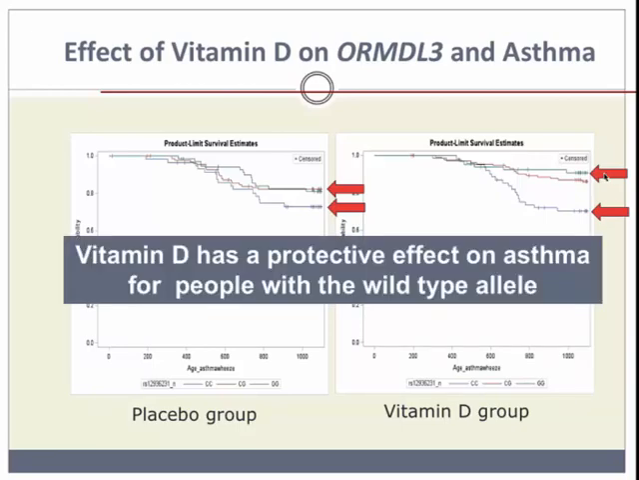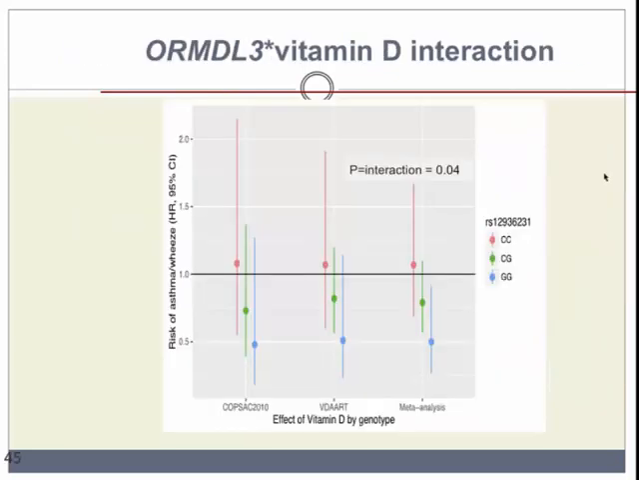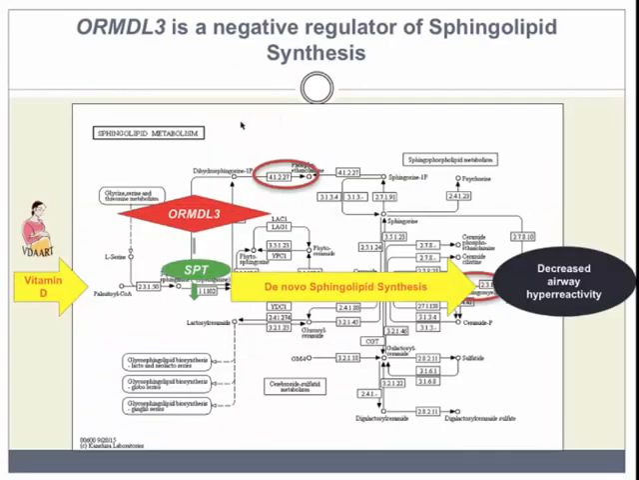So at this point, we see vitamin D has a protective effect on asthma for people with any copy of this wild type allele. And when we see this, one of the things that's amazing is we see the same relationship, not only in the VDAART cohort, but also in the COPSAC cohort, which is our sister trial. And we see this relationship almost identically in both cohorts. Okay, so now let's look at that. So it seems like vitamin D is here.